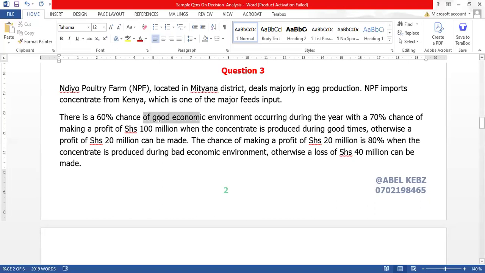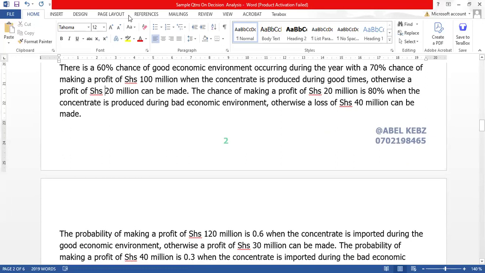So here you have identified that you have a good economic environment. And if you operate in a good economic environment, then there is also this percentage. It's a probability of making this profit when the concentrate is produced during good times. So it means that this 70% is also related to when you're operating in a good economic environment, in good times. Of course, there is also bad time. They are telling you that in bad times you can otherwise make a profit of 20 million. That is when the concentrate is produced during bad times. So you should know that.